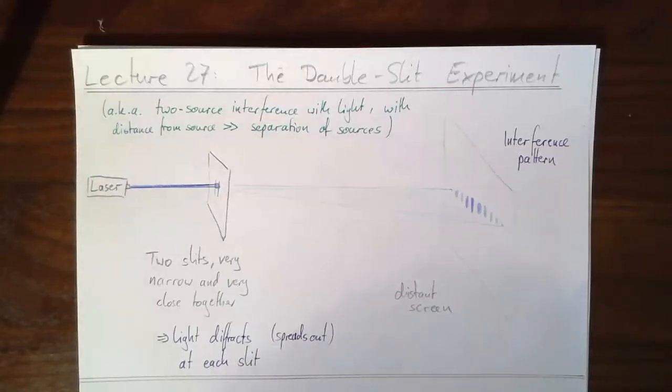In this lecture I'm talking about the double-slit experiment, and I'll try to keep this fairly short because, surprisingly enough, there isn't actually very much new physics in this. It's really just another example of applying principles that we already understand.